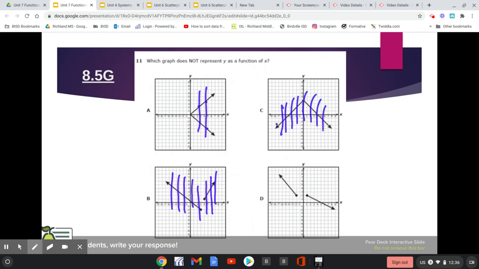Okay, let's look at C. Vertical lines, just hitting it once, looks great. And D, vertical lines, just hitting it once, looks great. So our answer, yes, is A. Let's go to the next one.